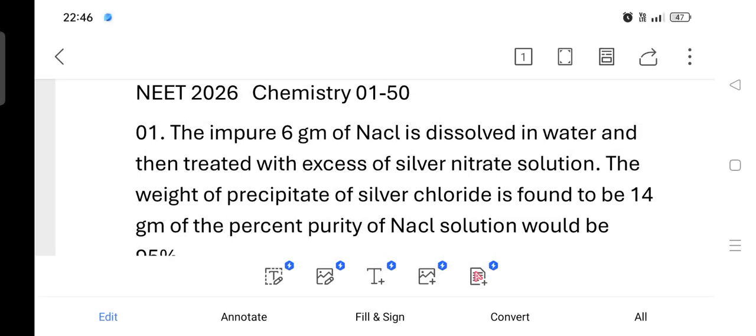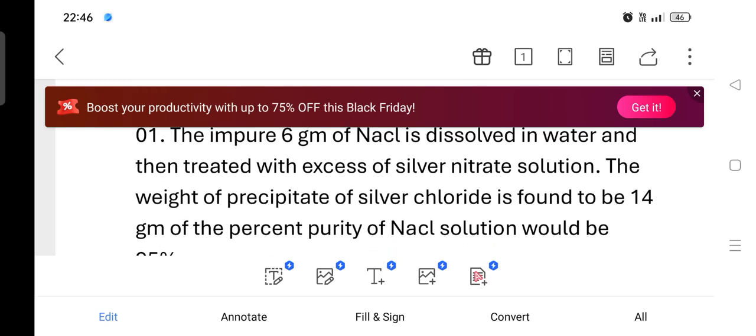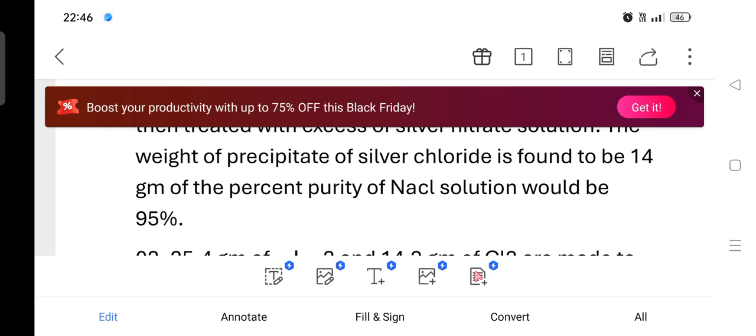The impure 6 grams of NaCl is dissolved in water and then treated with excess of silver nitrate solution. The weight of precipitate of silver chloride is found to be 14 gram. The percent purity of NaCl solution would be 95%.